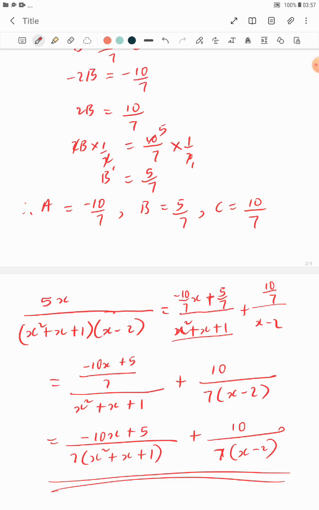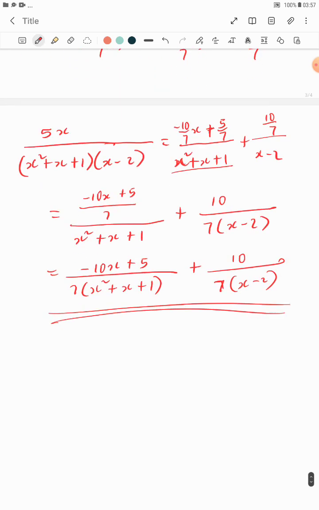And if you're writing, maybe in JAMB, they can actually switch this around. Instead of writing it as minus 10x plus 5, they may write it as 5 minus 10x. So you should know that this is actually the same as this, of course. But you can leave your answer like this.